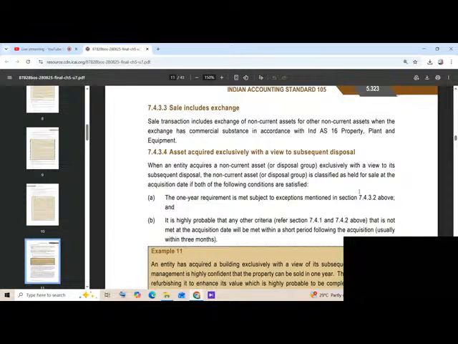Next point. Asset acquired exclusively with a view to subsequent disposal. When an entity acquires a non current asset or disposal group exclusively with a view to its subsequent disposal, the non current asset or disposal group is classified as held for sale at the acquisition date if both of the following conditions are met. What are the conditions? The 1 year requirement is met, subject to the exceptions mentioned above, and it is highly probable that any other criteria that is not met at the acquisition date will be met within a short period following the acquisition, usually within 3 months.